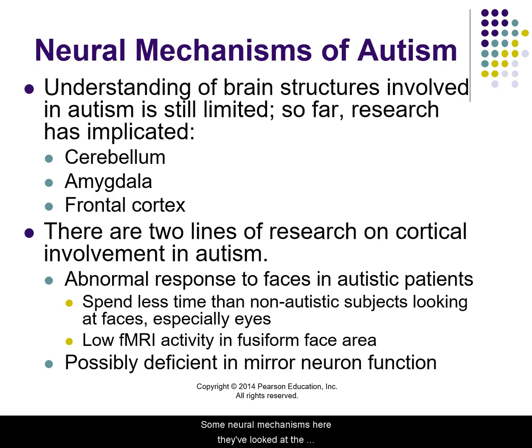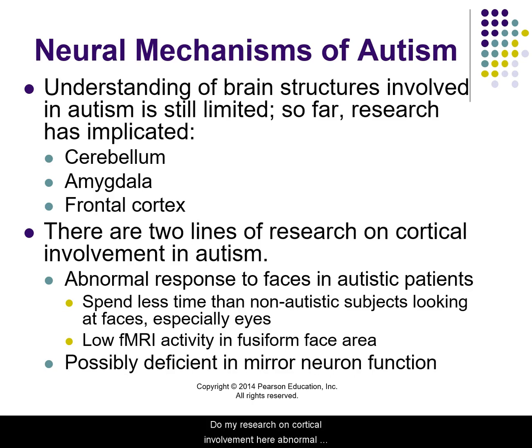Okay, some neural mechanisms here. They've looked at the cerebellum, the amygdala, and the frontal cortex. Remember, cerebellum goes with motor activity and motor learning, the amygdala with fear and aggression, and the frontal cortex with higher order critical thinking skills. Okay, so think of those functions.